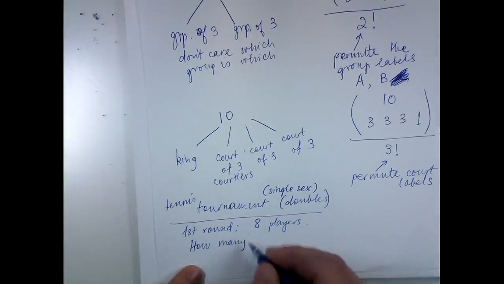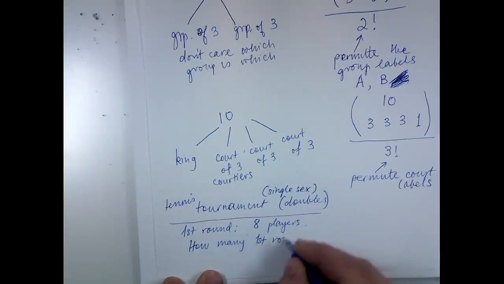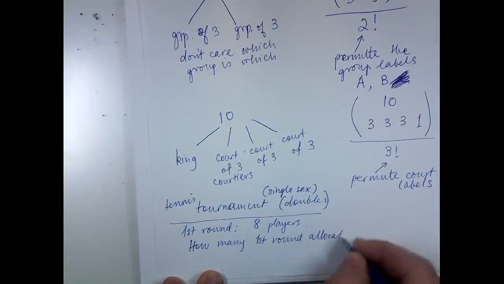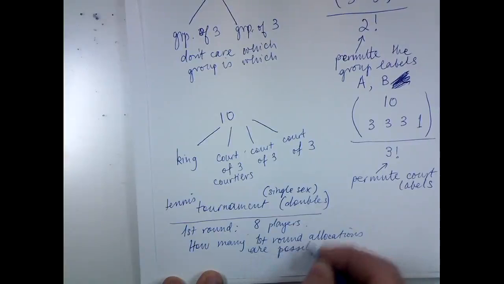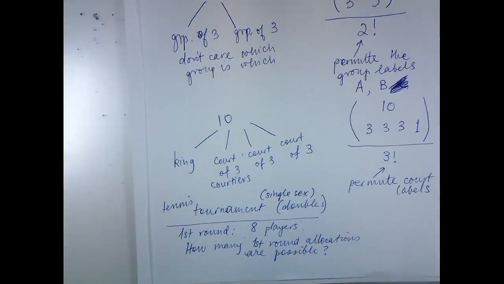Okay, how many first-round rosters or allocations are possible? Now, of course, the final is determined by the outcome of the first round, so we don't have to schedule that. We only have to schedule the first round. Rosters or allocations are possible.